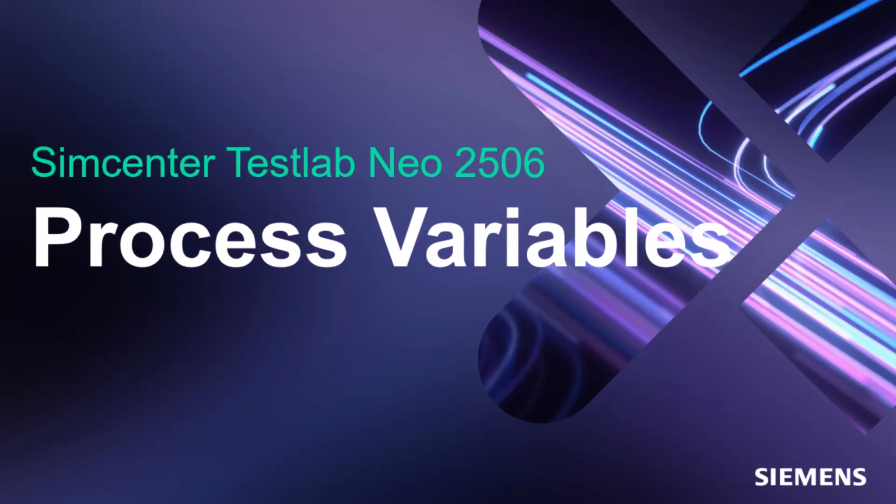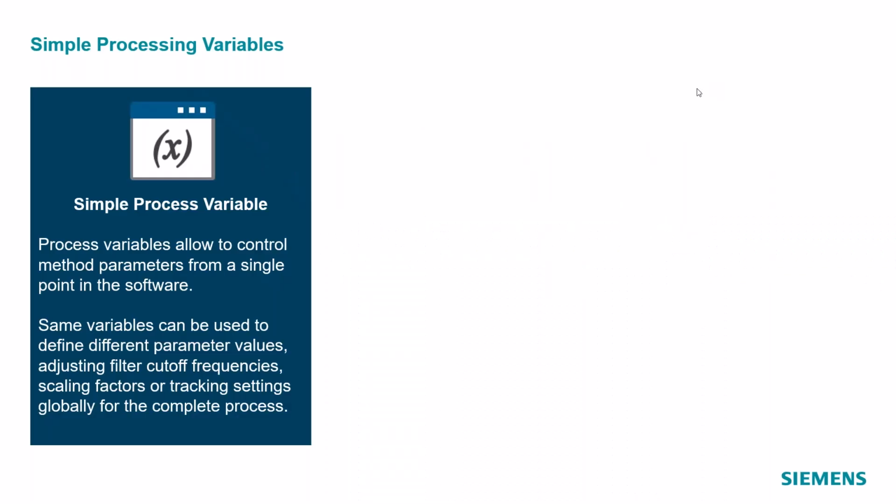Today we're going to talk about some new functionality in SimCenter Test Lab called process variables. The general idea behind these process variables is that we've introduced functionality that allows you to define a variable in SimCenter Test Lab in the Process Designer, which allows us to control either method parameters or calculations that you'd like to perform from a single location in the software.